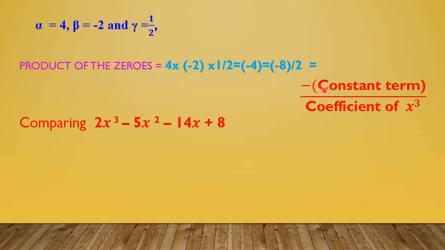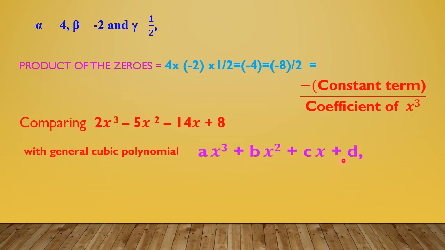The constant term is 8, minus of constant term, that is minus 8. So what will it be? It will be equal to minus d upon a. See here, when we compare it with the general cubic polynomial, we get minus d upon a. d means constant term and a means coefficient of x cubed. But don't forget to take the minus sign because it is minus d upon a.